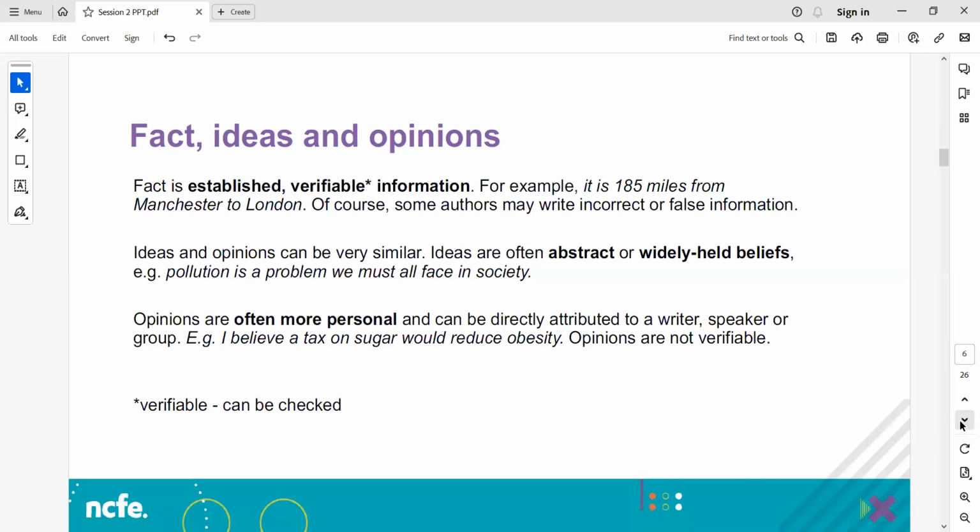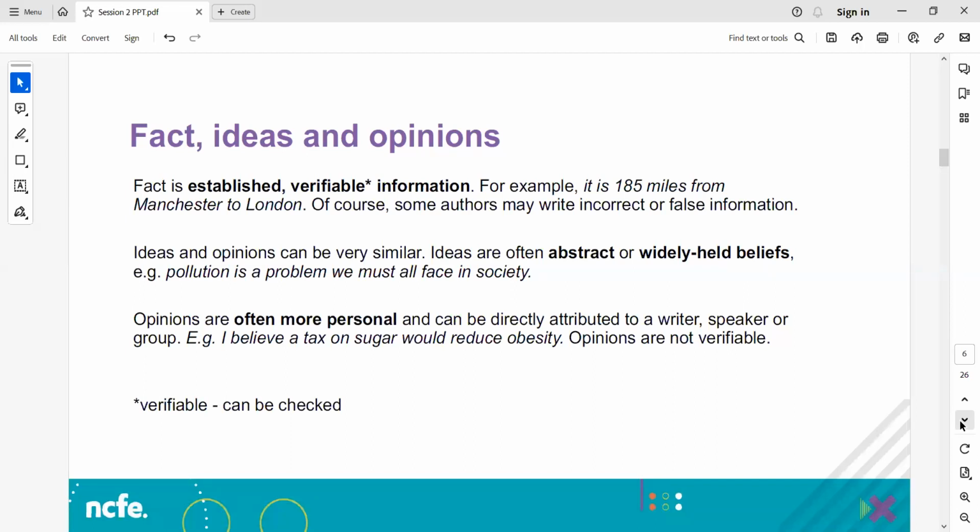So facts, ideas and opinions. A fact is established and verifiable information. So you could go and check that, or in this example, it's 185 miles from Manchester to London. That could be checked. So it does say there, some authors might write incorrect or false information, but the point is that you could go and check that. Okay.